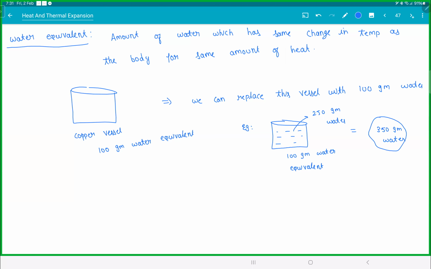Clear? That's it. Water equivalent means you can replace that container with an equivalent amount of water, which will produce the same change in temperature. So now the whole thing is in terms of water, so it is easier to solve. Again, this is also mostly for the purpose of labs only, to keep things simple. It's not a concept.